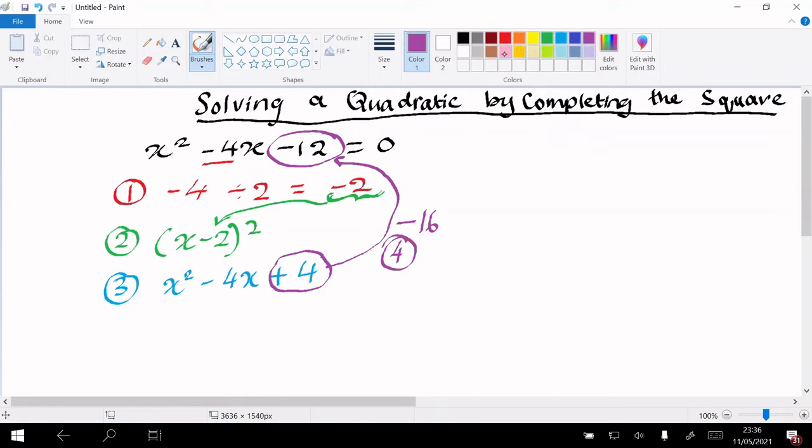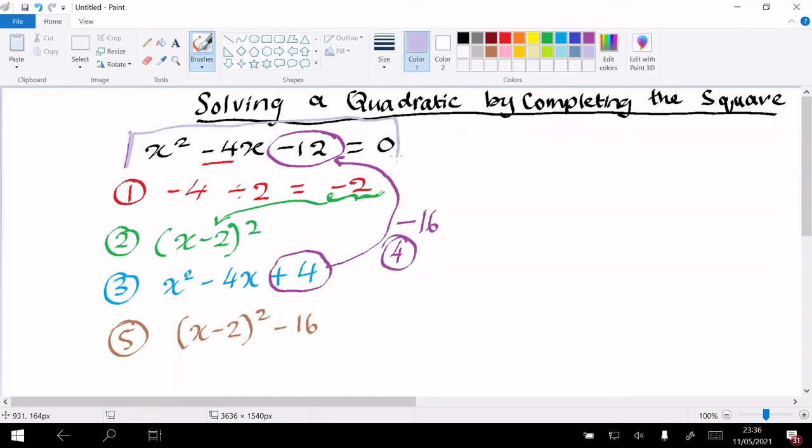And the final step for me would be to rewrite it as x minus 2 whole squared minus 16. So now you have completed the square for this quadratic.